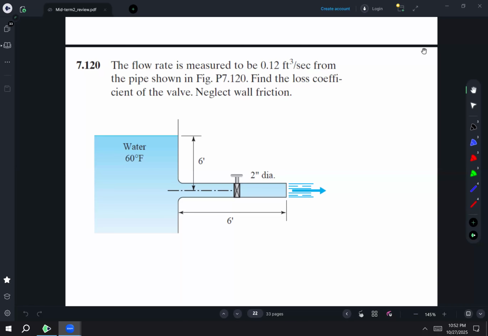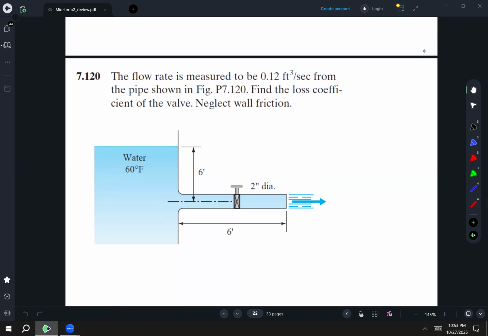Problem statement. The flow rate is measured to be 0.12 cubic feet per second from the pipe shown in this figure. Find the loss coefficient of the valve. Neglect wall friction. The question is to find the loss coefficient in this valve. So it's asking us what is the K of the valve.